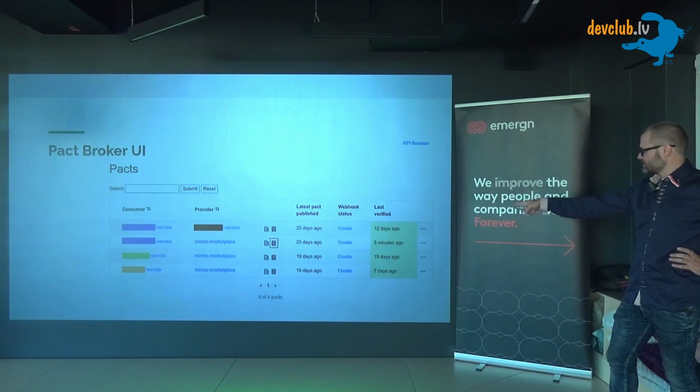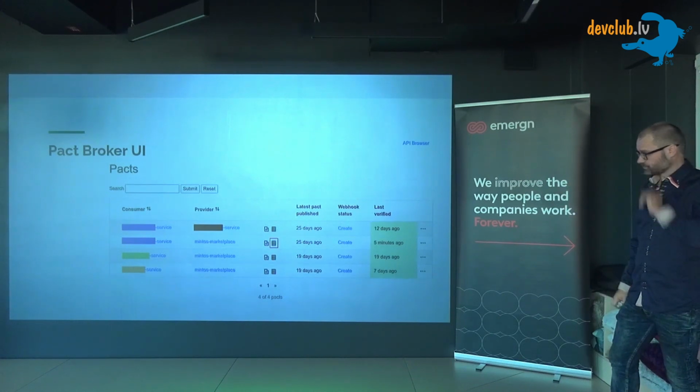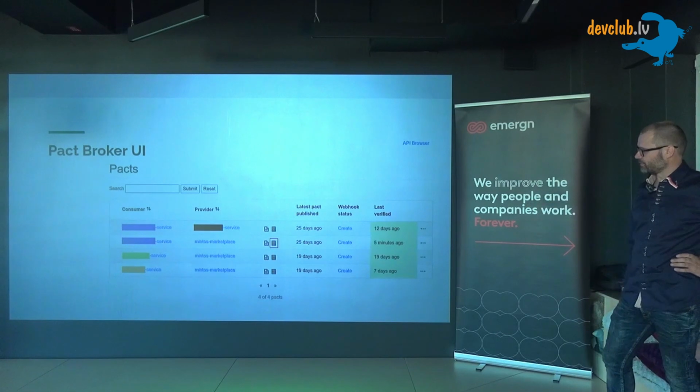When you press this button, you get a matrix of all the versions. I'll show it later. Also, you can create webhooks, so whenever a new version comes in, it can trigger some sort of build process or something if you need it. And the webhook status is displayed here as well.